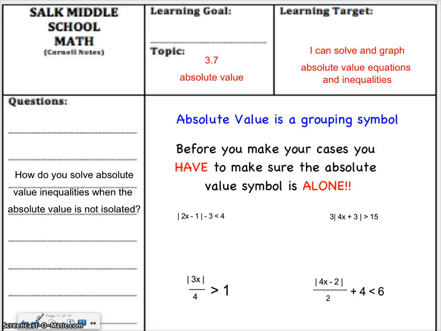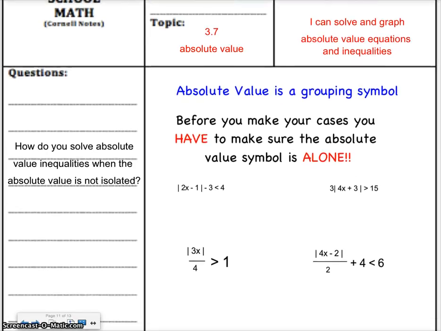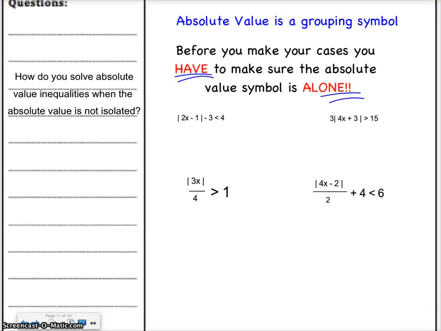All right, and then just to summarize, we need to get it alone sometimes. So look, I'm yelling at us here. I'm saying before you make your cases, you have to make sure the absolute value sign is alone. That's me yelling at you. Make sure it is alone. And you have no choice. You have to do it, even if you don't love it.